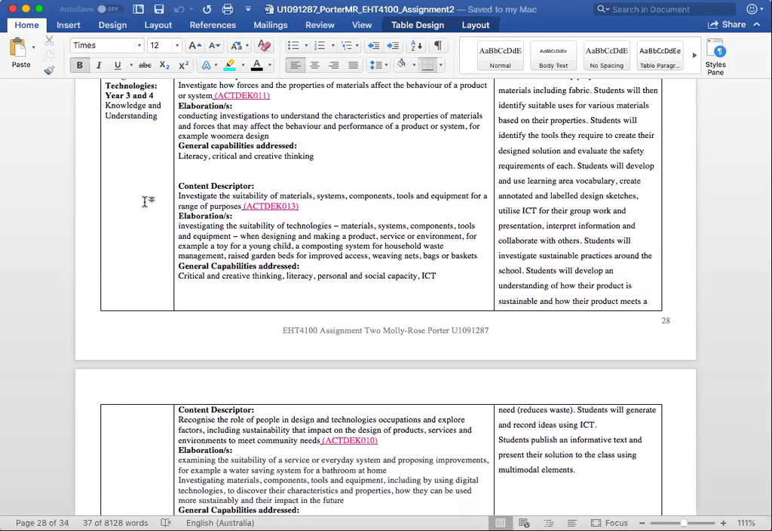Critical and creative thinking, literacy, personal and social capacity, and ICT all occur through collaboration. Students need to investigate practices around the school. They also need to present how their product is sustainable and how it meets a need and reduces waste. Students also take pictures of their process. They record their ideas using their iPad or tablet.